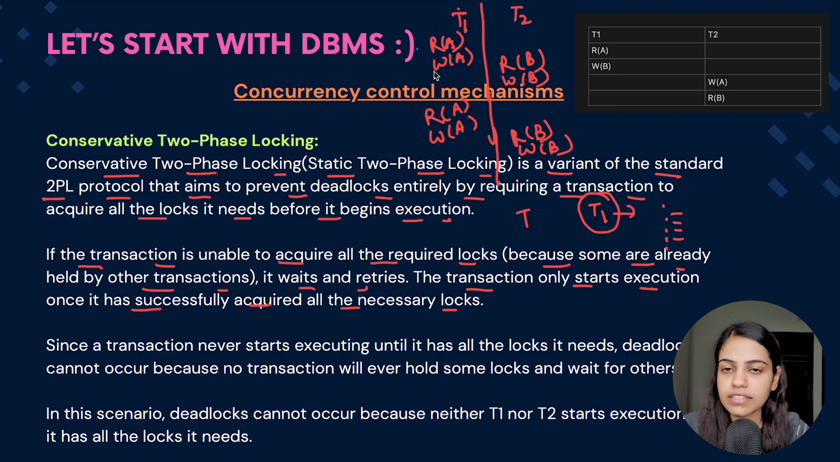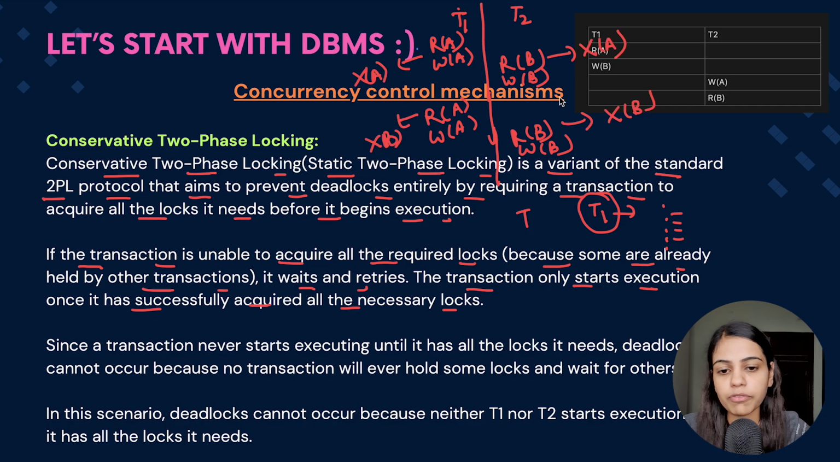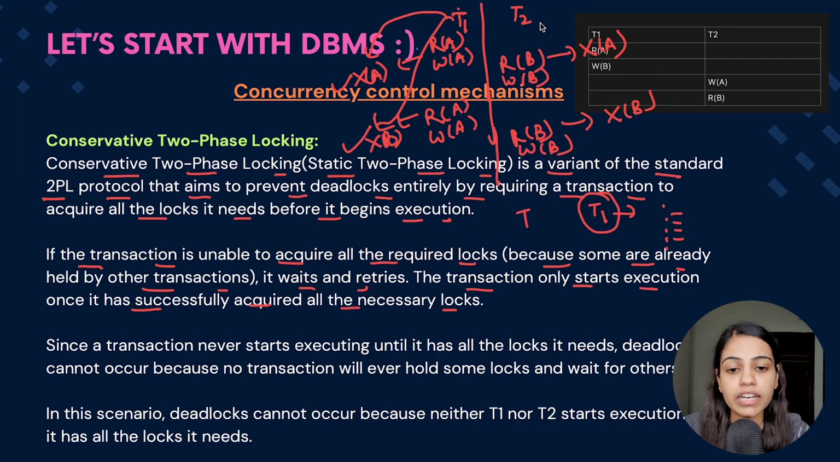Before the transactions start executing, they will acquire all the locks. So here it will need an exclusive lock on A and an exclusive lock on B. Before the transaction starts, it will acquire all the locks. So here T1 has acquired an exclusive lock on A and an exclusive lock on B. Since T1 has acquired them, T2 can't go ahead and acquire any exclusive lock, because T1 has already acquired all the locks needed. T2 can't start its execution even if only one of the locks it needs is unavailable. So first T1 will complete its execution, and only then can T2 go ahead and acquire any locks and start its execution.